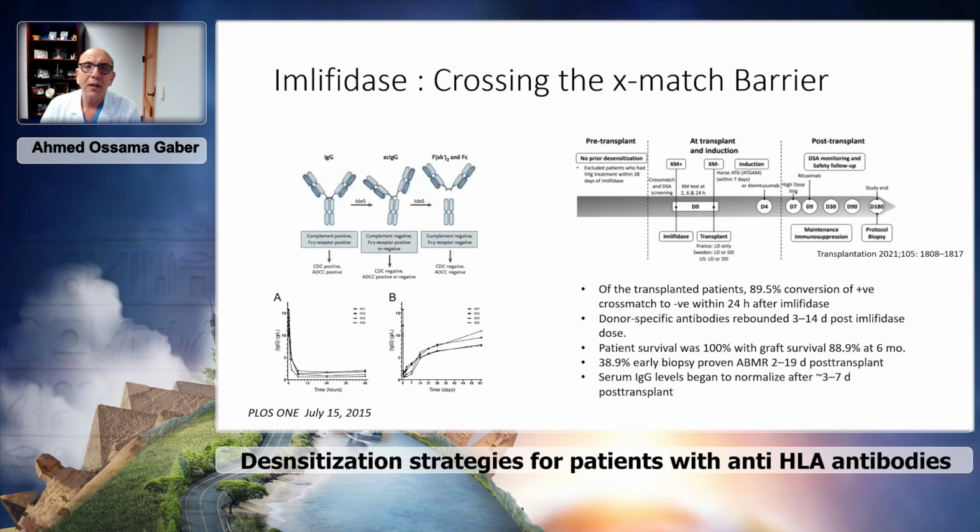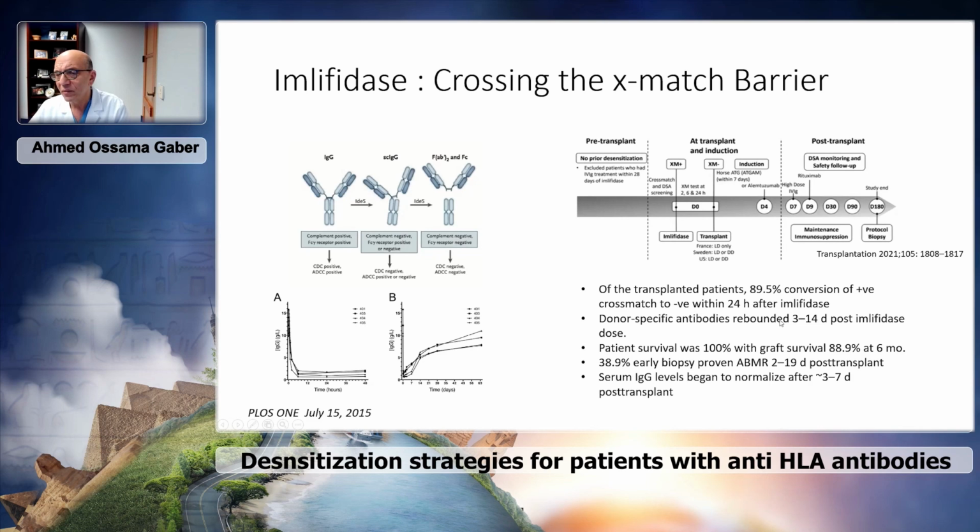And finally, imlifidase, which just cleaves the IgG antibodies. If you look at the curve here, A and B is immediately after you give imlifidase, within hours, there are no IgGs, including all the HLA antibodies. And now they do come back starting on day 7 or so, and they come back to just about the same titers, or a little bit less than what they were. So the idea is it gives you a window of a few hours in which you can do a cross-match positive transplant. And this has been done and published by Bob Montgomery, and 89.5% of the patients had a conversion of a positive cross-match to a negative cross-match. That's an astounding rate.